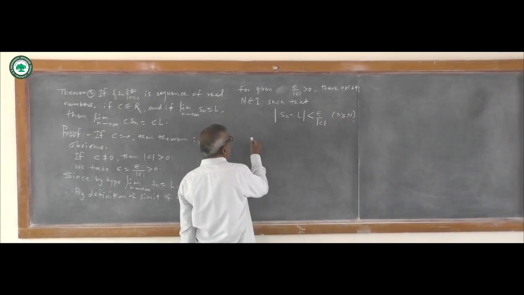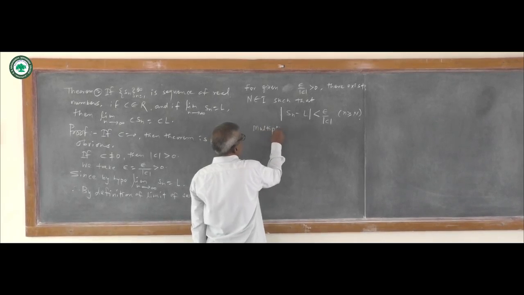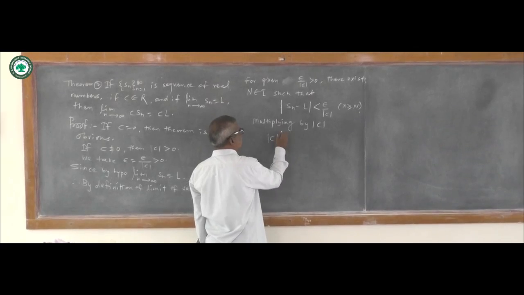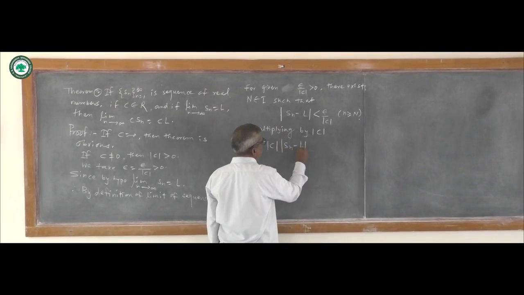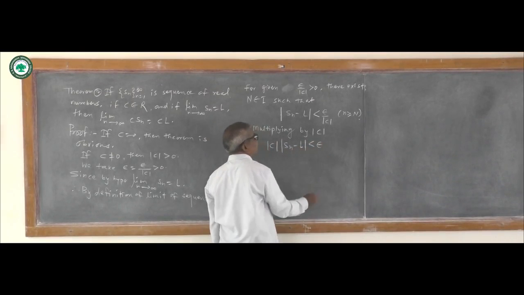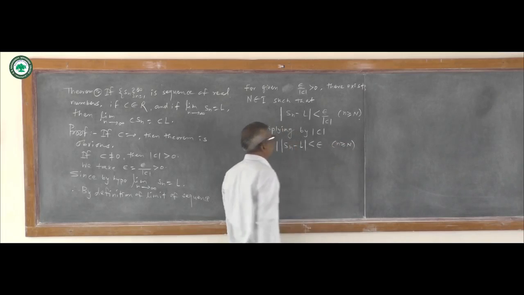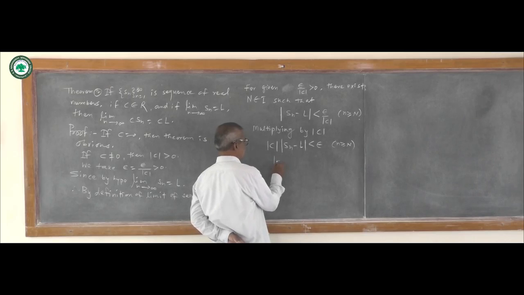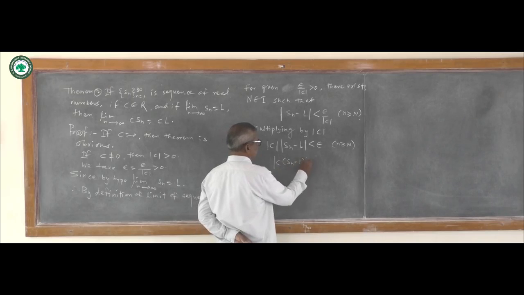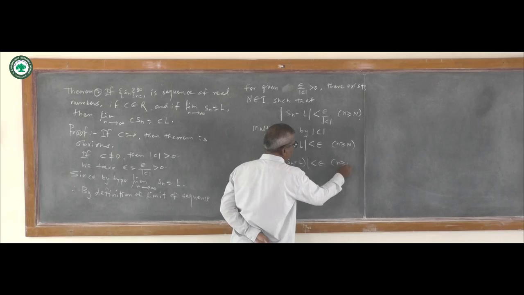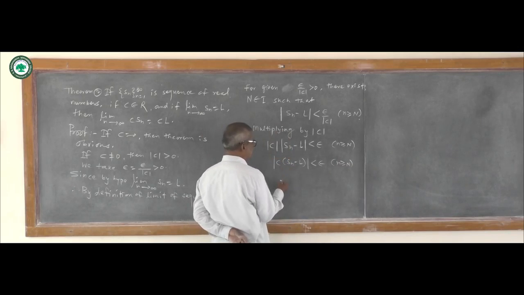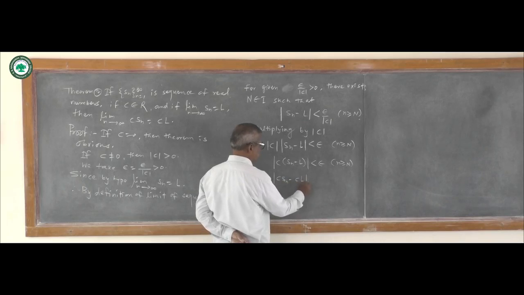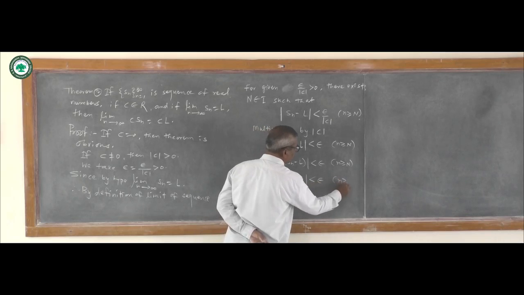Multiplying by mod C, we obtain mod C into mod of Sn minus L less than epsilon for all n greater than or equal to capital N. Mod of AB is equal to mod A into mod B. Therefore, we write modulus of C times Sn minus L is less than epsilon for all n greater than or equal to capital N. Multiplying by C, we obtain modulus of C Sn minus C times L is less than epsilon for all n greater than or equal to capital N.